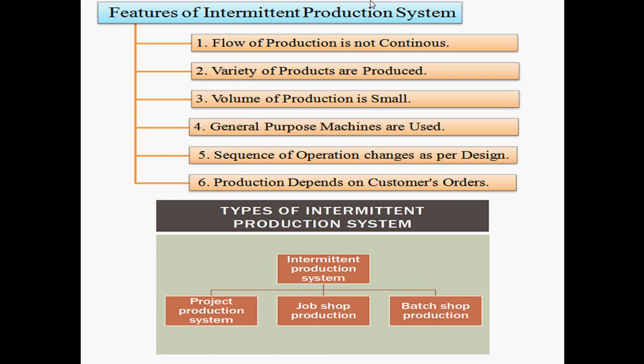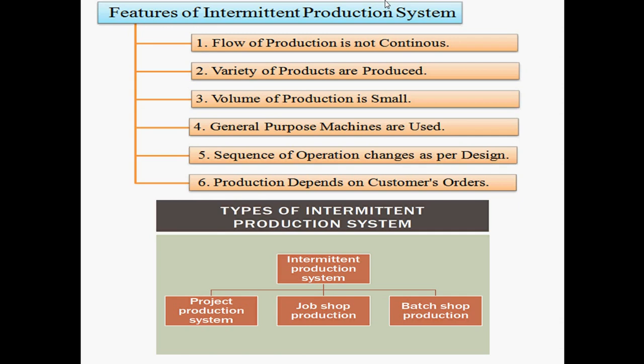Here also the general purpose machine is used. Sequence of operation changes as per design. That means suppose one customer has a different design, accordingly we manufacture. Some other customer is there, so we go for that and then manufacture accordingly. That means the sequencing of operations is varied. Also, if some machine is not used, you can use it next time. So accordingly, you can accommodate your sequence of operations to your design.